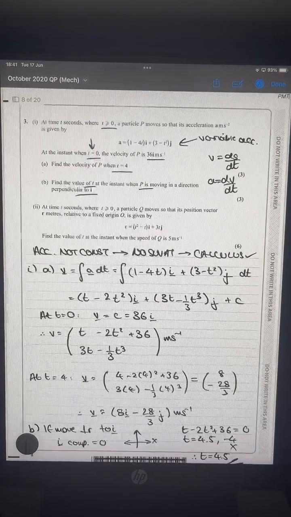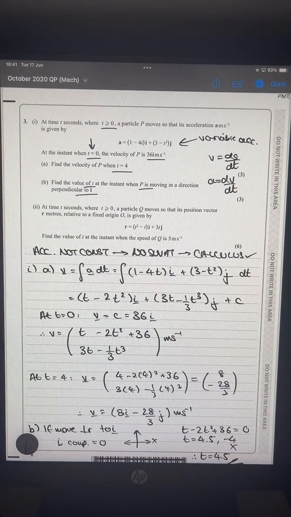Awesome. So part 2 for this question is a 6 marker. So let's do the 6 marker. At time t seconds, where t is still greater than or equal to 0, particle Q, so notice it is a different particle this time, moves, so its position vector in meters relative to a fixed origin is given by this equation. Find the value of t at the instant when the speed is 5 meters per second.